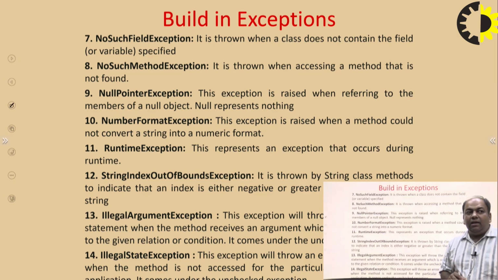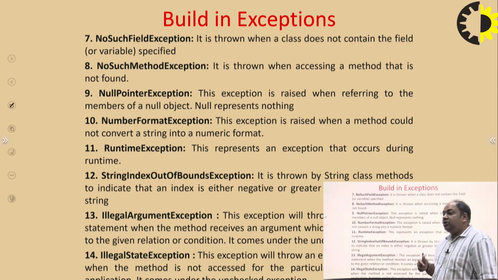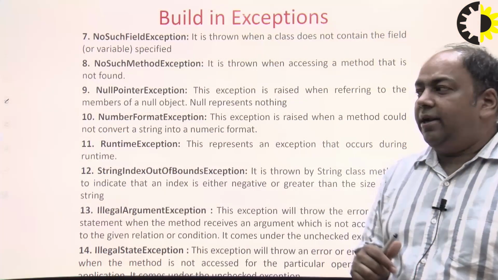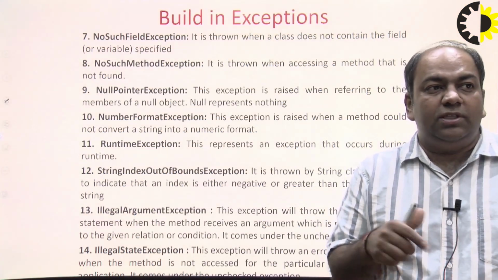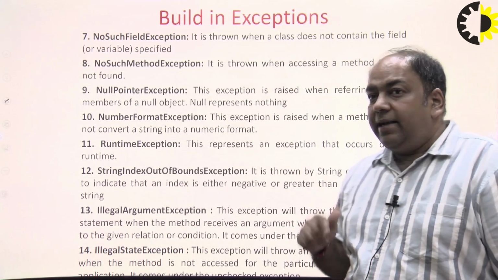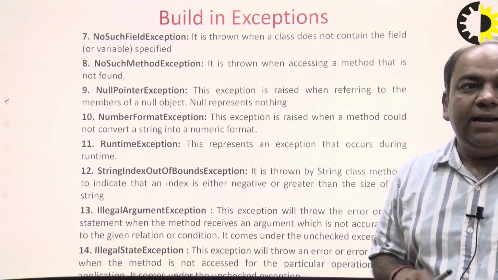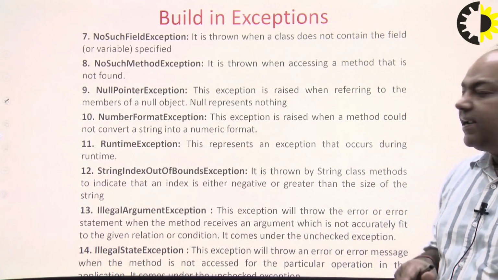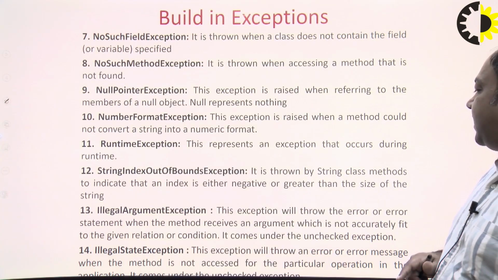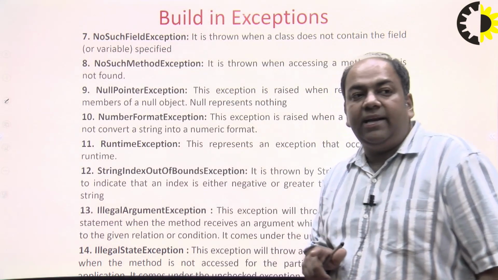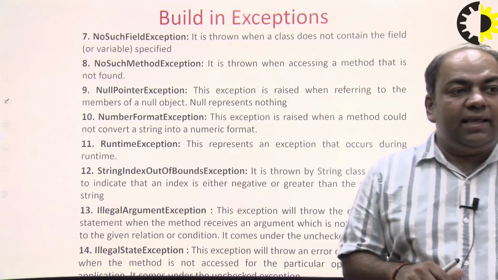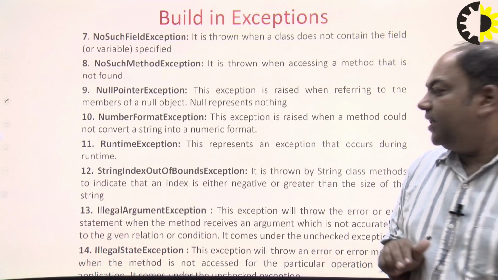Number format exception occurs when we are converting a string into a number, or when filling any data like date of birth and we are not using the correct format. Next is runtime exception. It represents the exception that occurs during runtime. String index out of bound exception is thrown by the string class method to indicate the index is either negative or greater than the size of a string. Illegal argument, and the last is illegal state.